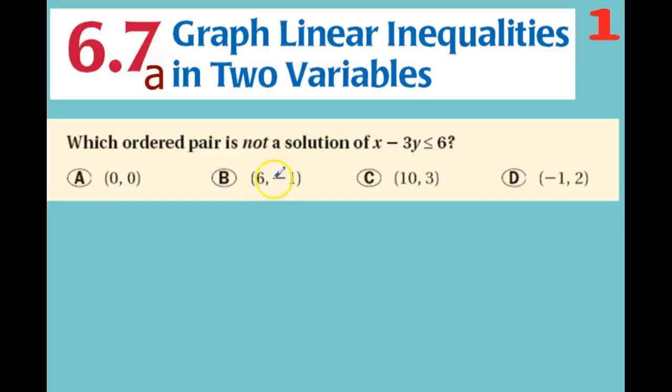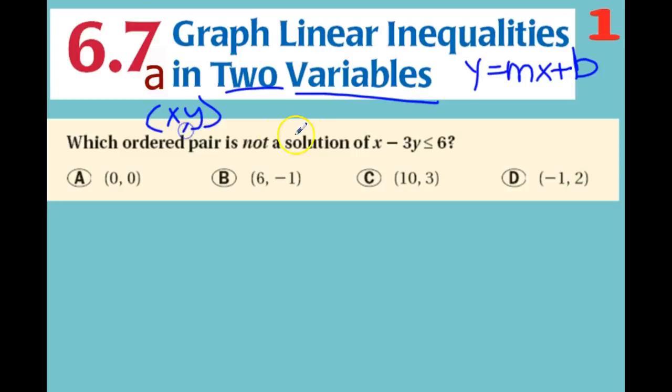Good morning. Today we are continuing to graph inequalities, but now we are going to graph them when they have two variables, or two letters. So we are going to be looking at the equation y equals mx plus b again. Before we get to that, we need to figure out which ordered pair, or which point (x, y), is not a solution of this inequality.